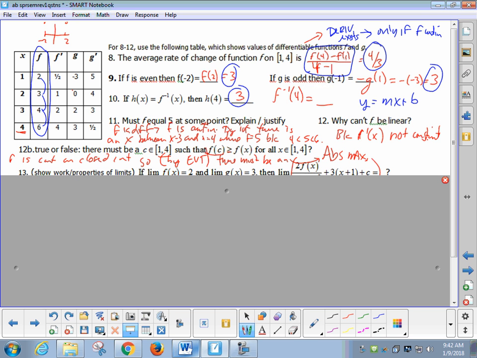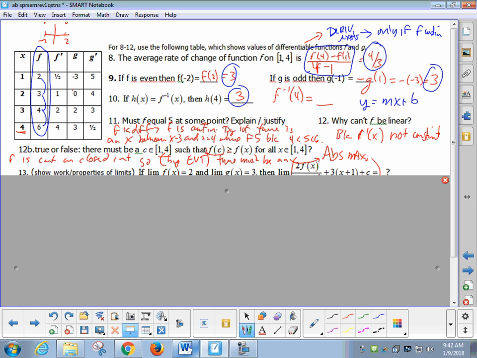F is continuous. Again, because it's differentiable, it's continuous. And on a closed interval, they included 1 to 4. So yeah, it has to have an absolute max. That's the extreme value theorem. There really are 3 existence theorems in Calculus 1 that you will start to know: the IVT, the MVT, and the EVT.